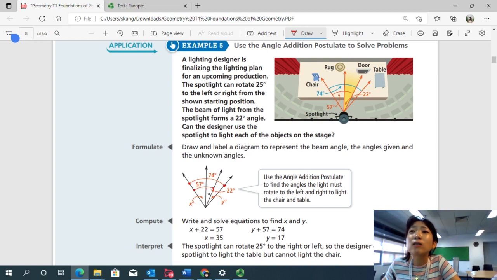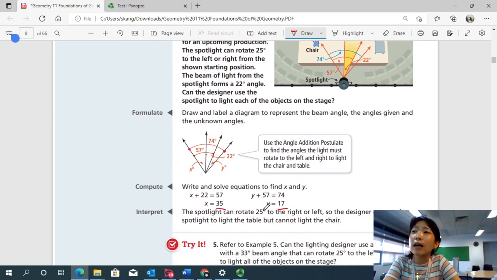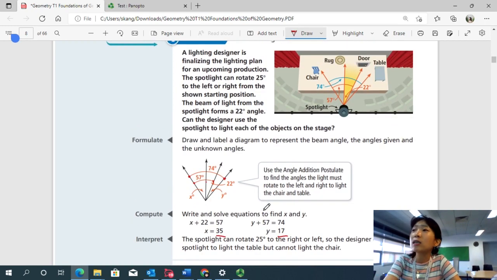So 57 minus 22 would be x, right? And y could be figured out by using the entire angle here. 74 minus 57 would be y. So using the known angles, we can figure out the missing angles, x and y. X is 35 and y is 17. So the spotlight can rotate 25 degrees to the right or left. So the designer can use the spotlight to light the table, but cannot light the chair. Okay?